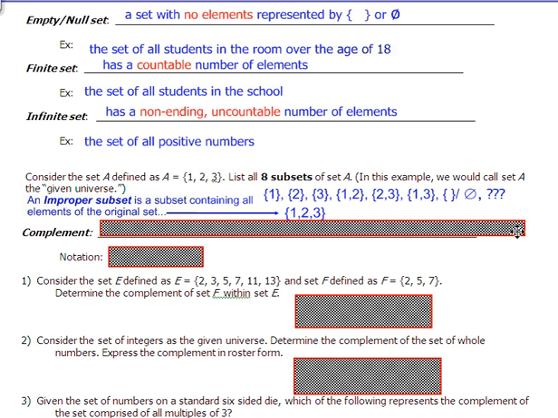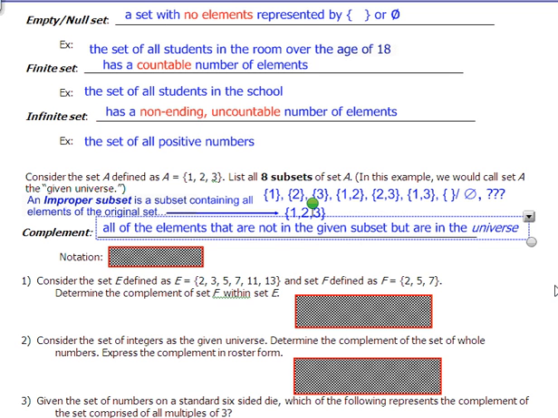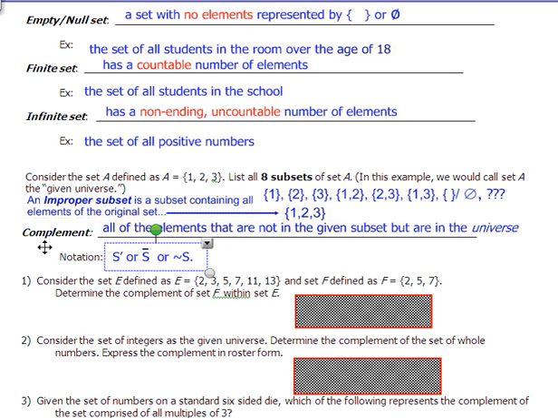Okay? Now we're going to talk about the complement. The complement is all of the elements that are not in our given subset, but are in the universe. So if you look at our given subset of {1}, the complement of that set would be {2, 3}. If I said, what's the complement of set {2} there? It would be {1, 3}. Okay, the notation is, whatever the given set is, if it's S, then it would be S prime, S with that little line over the top, or tilde S.